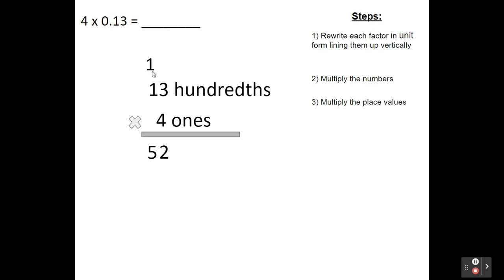Now let's multiply the place values. We're going to multiply hundredths times ones. Whenever we're multiplying by ones, our answer is always the other factor. So hundredths times ones is hundredths.